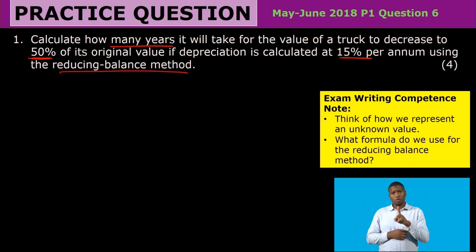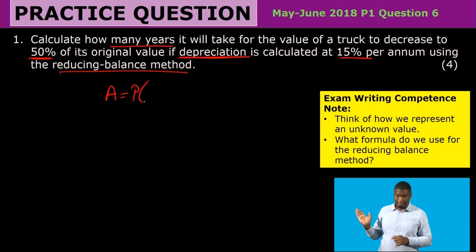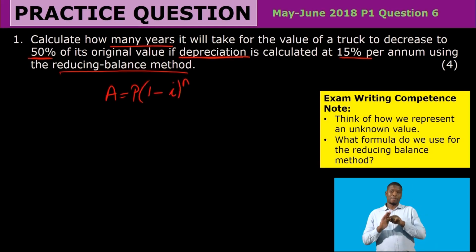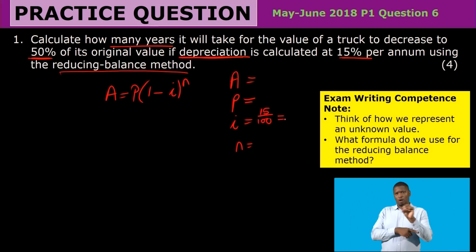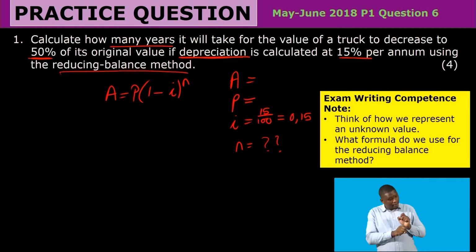So let's start by thinking about this question and thinking about what is going on here. We are working with a depreciation situation, so we are working with decay, and we know that the formula that we are going to use is A equals P(1 minus i) to the exponent n. So when we are thinking about the information that we need to substitute, we know that the interest is 15% per annum, so that is 15 divided by 100, or 0.15, and then there is also the number of years, the one that we do not know, because our question says calculate how many years, so we don't know the time period here.